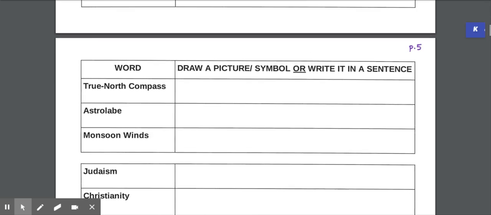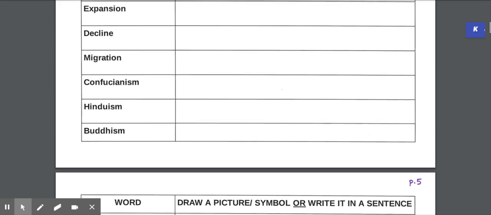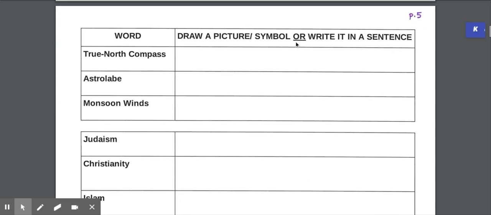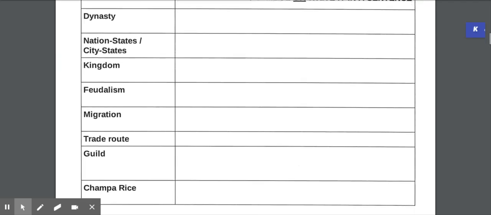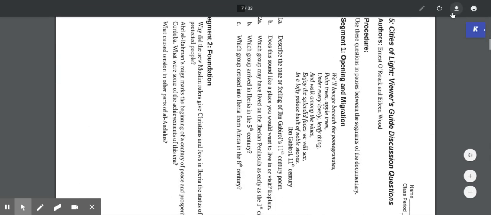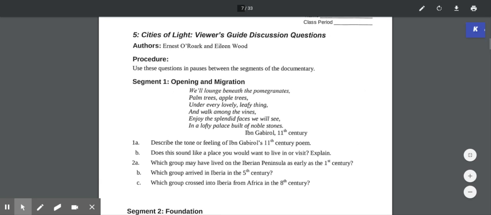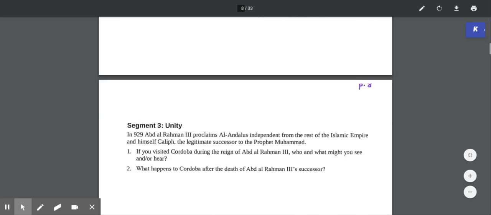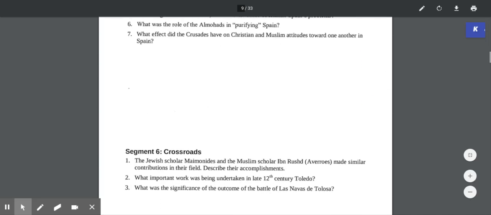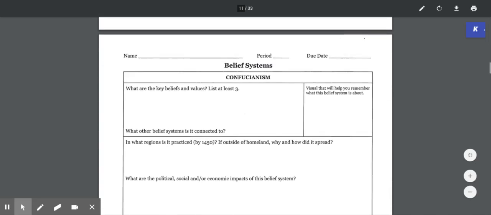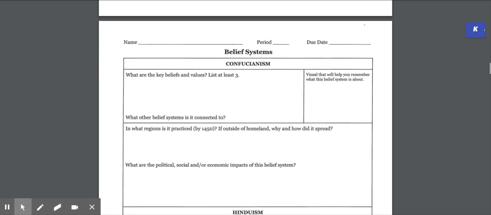Our vocabulary, again, for this unit will have you write the definition of the word, and you can draw a symbol or write it in a sentence to help really drill in the meaning. This is the Cities of Light movie worksheet. It does have a few pages, but there's a lot of space to write. I will give you the link in Google Classroom and through email.